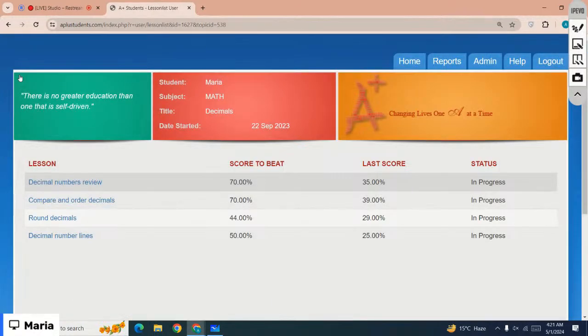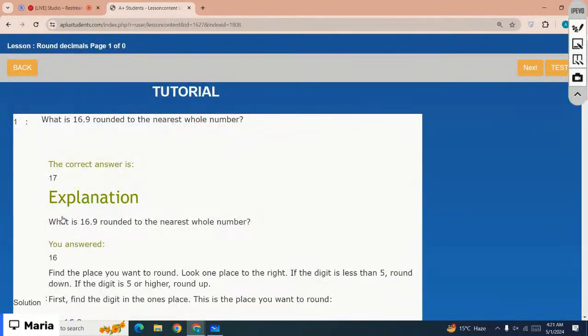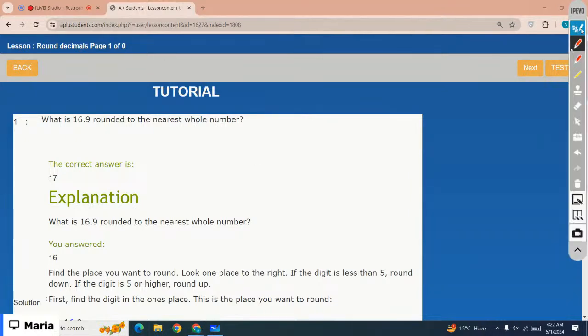The next lesson is round decimals. Let's just start with the next lesson. What is 16.9 rounded to the whole number? You have to round off 16.9 to the whole number. So how do we round off the numbers? Because you need to round off the number to the whole number, right?